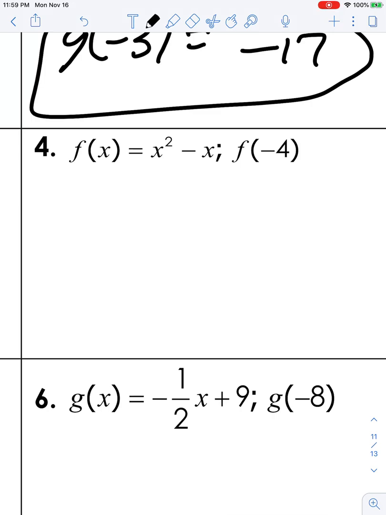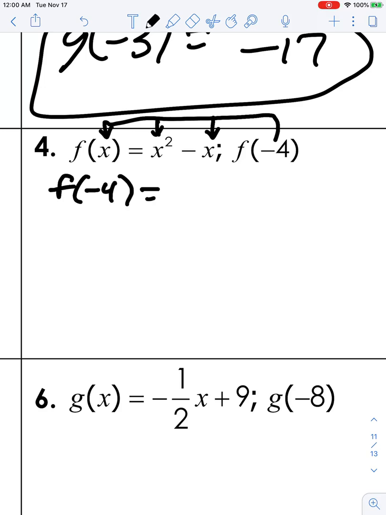Same thing. We've got 2 x's this time, so it doesn't matter. When it wants you to plug in -4 for x, it's going to be f of -4. Take out the x, put in a parenthesis, put the -4 in, take out the x, put in a parenthesis, put the -4 in.